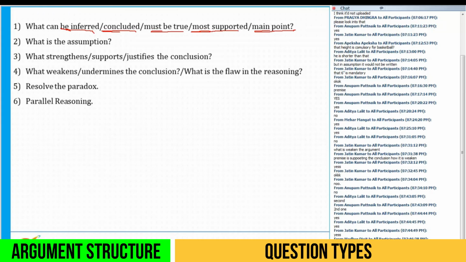Or questions can ask you, what is the assumption? How will you answer what is the assumption? Assumptions are those that most strongly support the conclusion. Remember that. Or they will ask you, what will strengthen or support or justify the conclusion? So which option is going to strengthen the conclusion? Which option will prove the conclusion right? That option you will have to select.